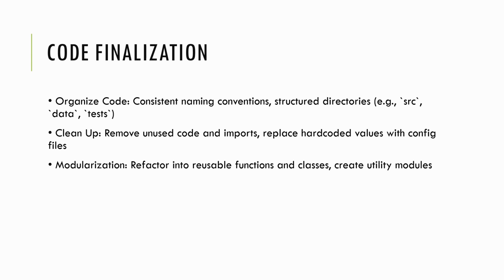First, we focus on code finalization. This step involves organizing the code into consistent naming conventions and clear directory structures. We also clean up the code by removing unused sections and replacing hard-coded values with configuration files. Refactoring into modular functions and reusable classes is key to ensuring that the code is both efficient and maintainable.